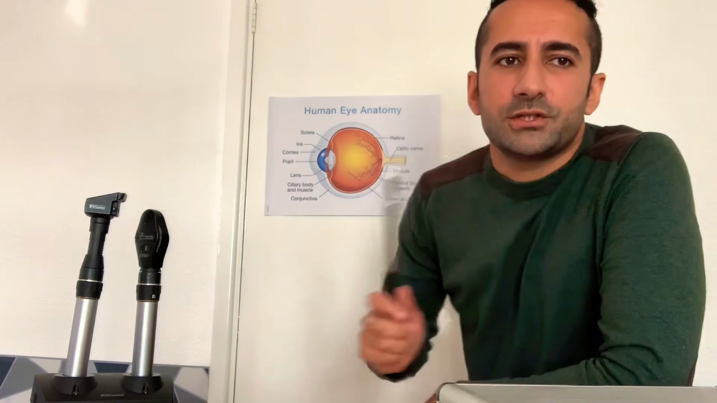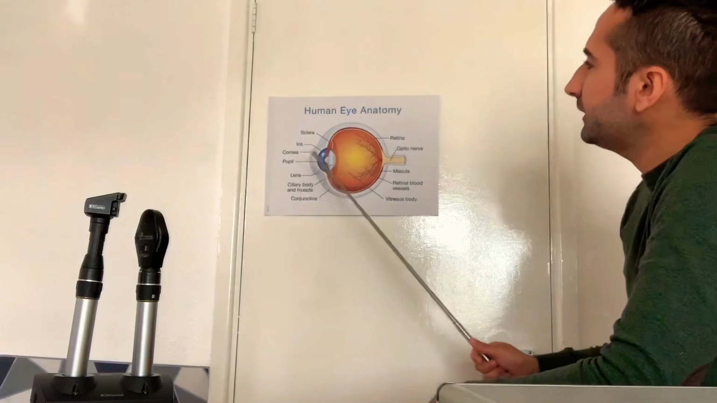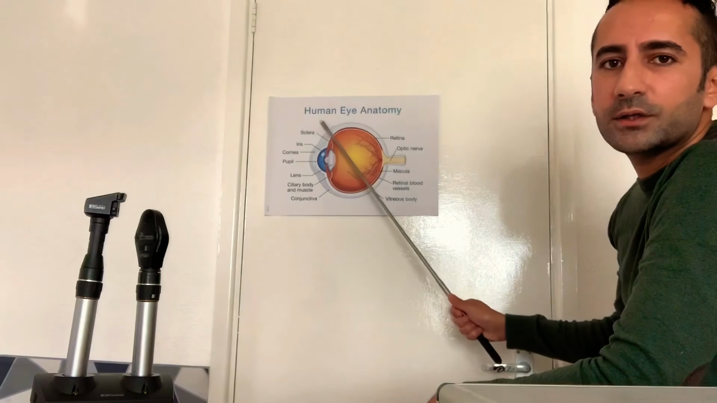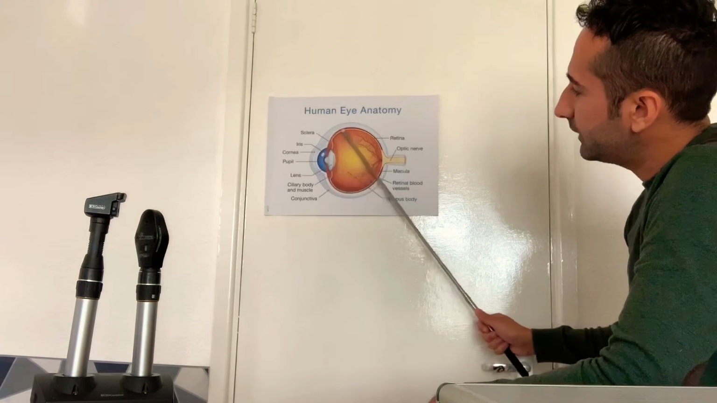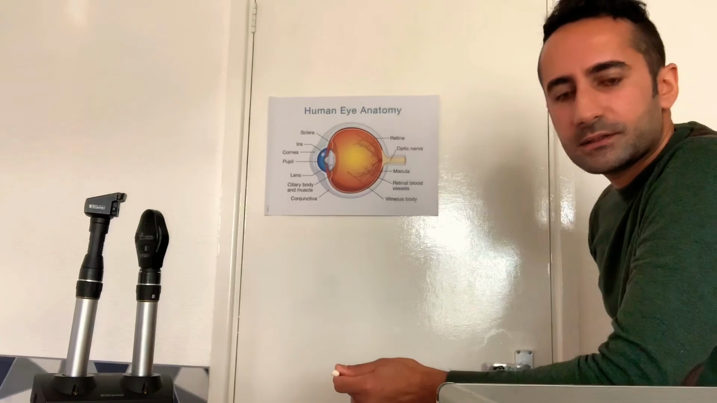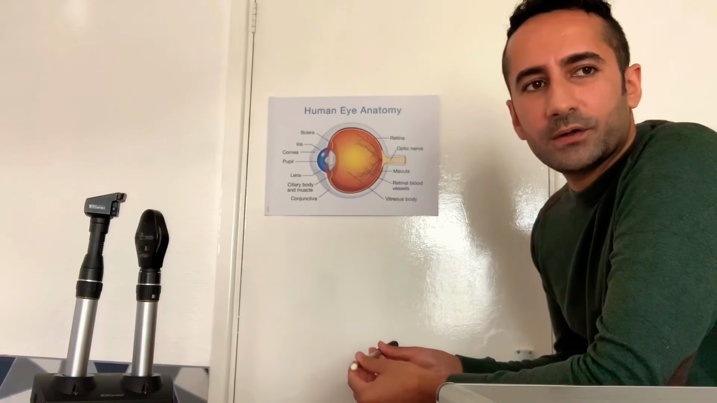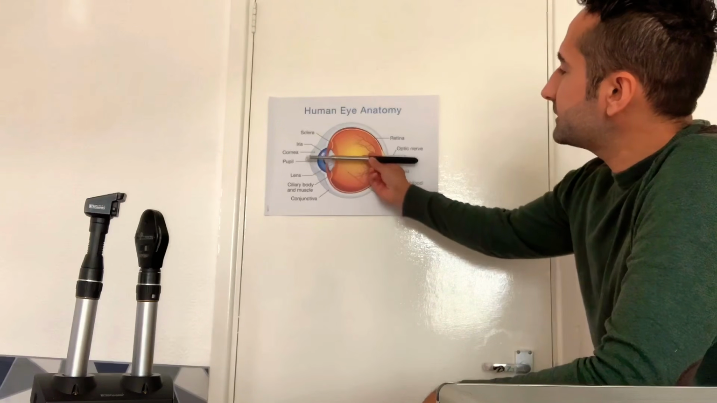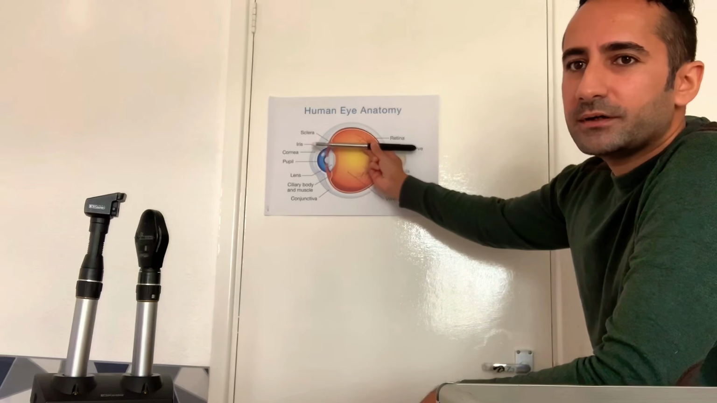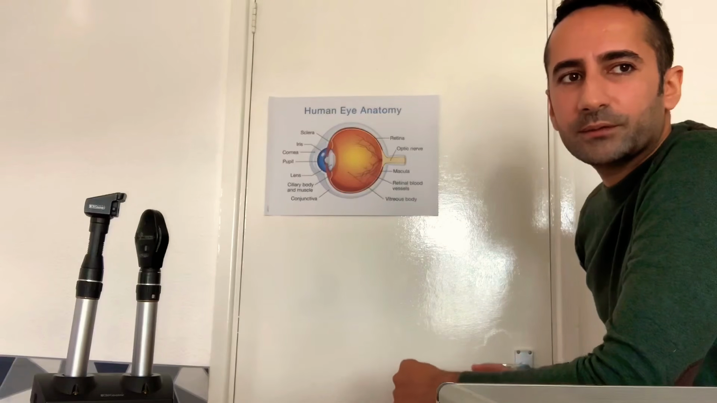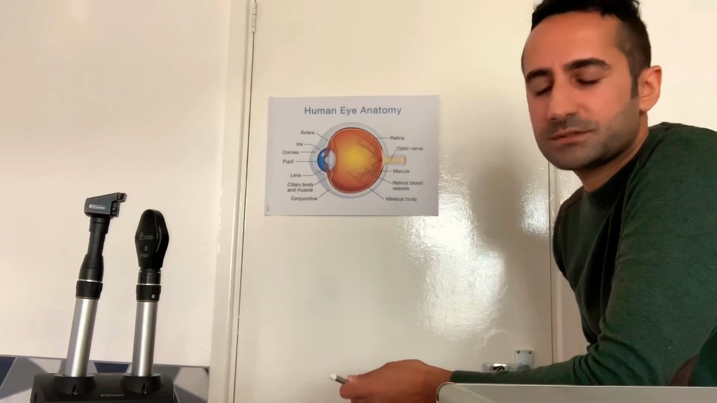So, as you can see, we have a picture of the eye here. This is the human eye. Does anybody know how long the eye is? Thinking about the actual length of the eye, we are looking at around 22.22 millimeters.